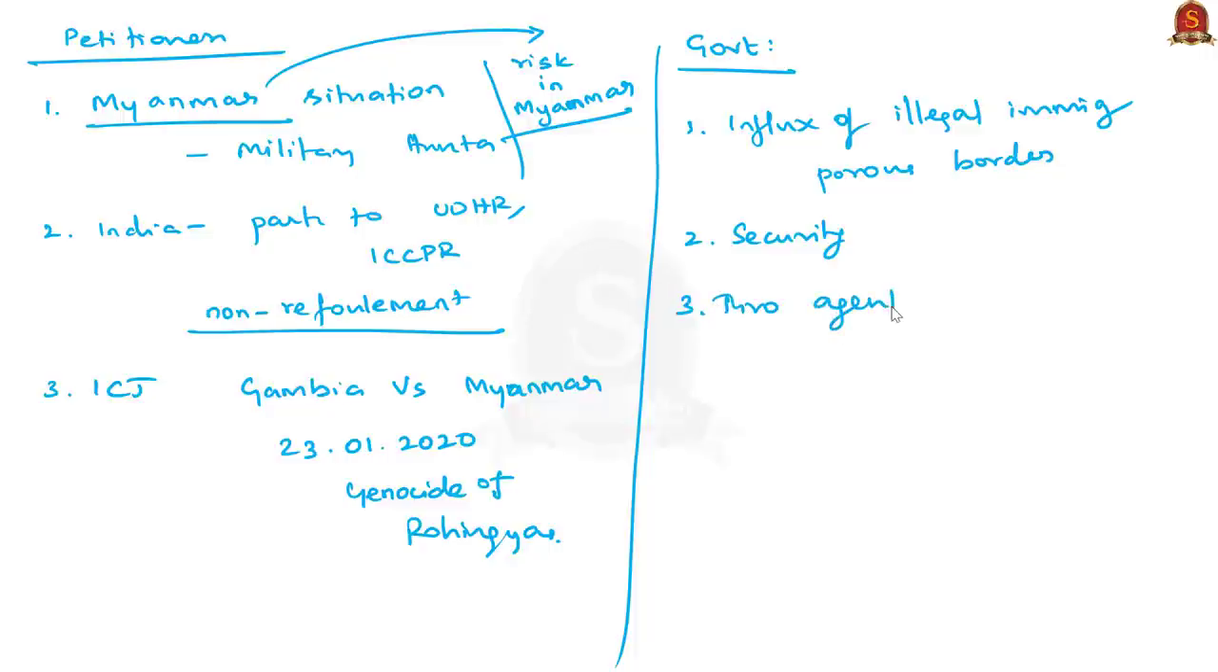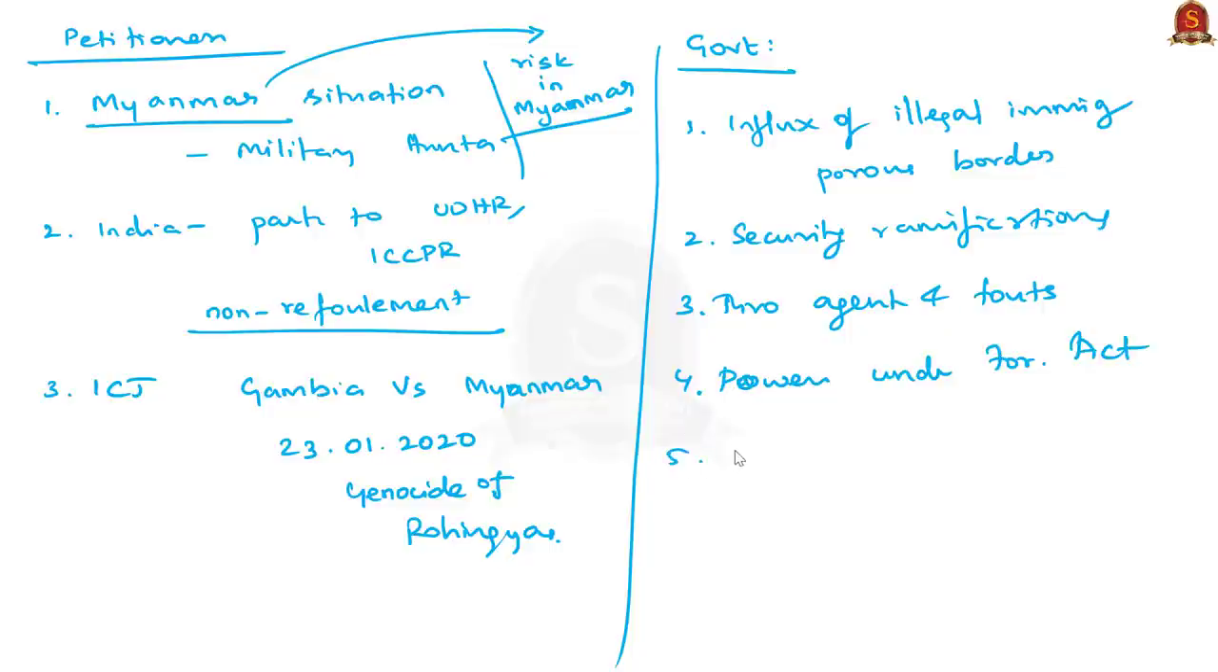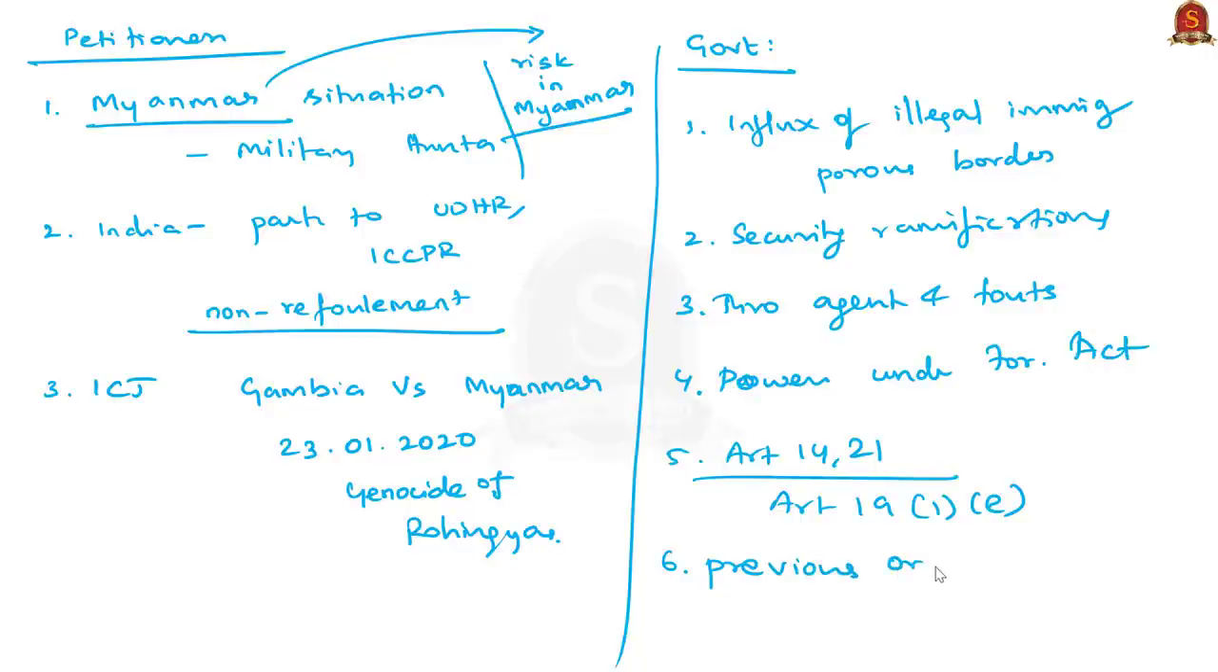And it also has the power under the Foreigners Act through Section 3, which empowers the central government to issue orders for prohibiting, regulating or restricting entries of foreigners into India or their departure from India. And it also argued that though the rights guaranteed under Article 14 and 21 may be available to even non-citizens, the fundamental right to reside and settle in this country guaranteed under Article 19(1)(e) is available only to the citizens.